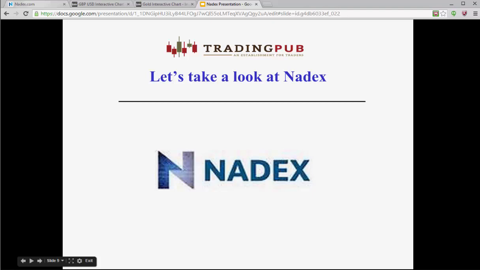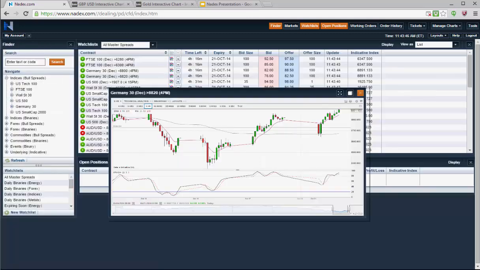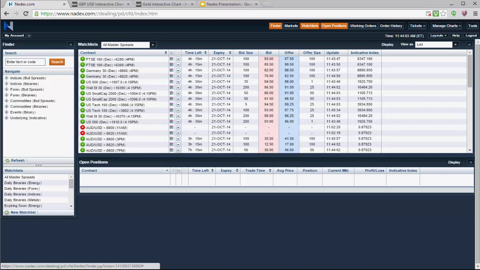Okay, so I'm going to take a quick look at Nadex. This is what you're looking at when you open up your Nadex account. On the left hand, you have a finder. You have the indices up here. You have either spreads, which I'll talk about a little bit, or you have binaries.